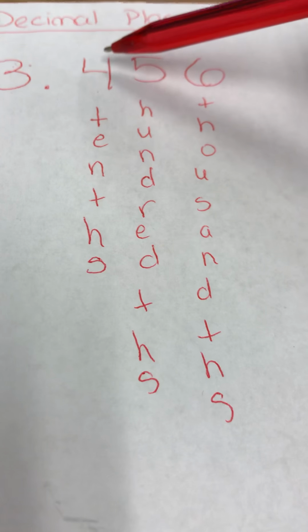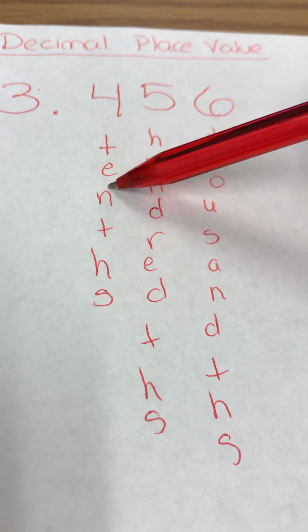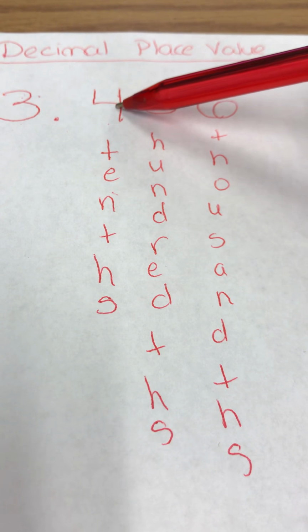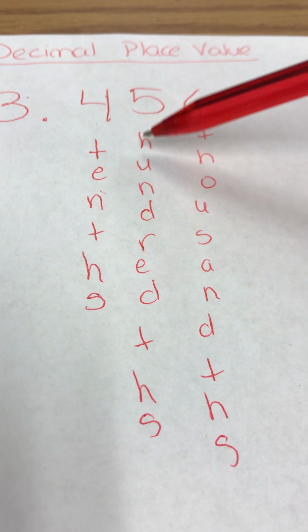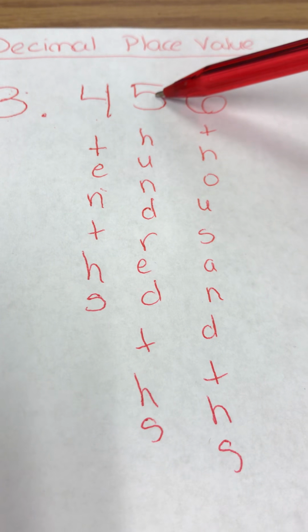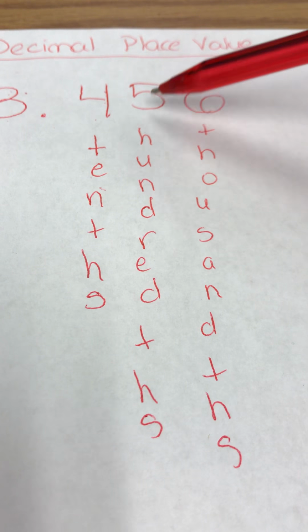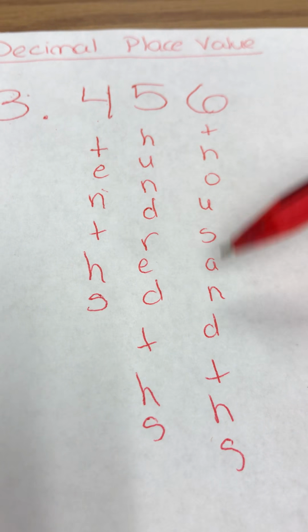So what we would say is we have a 4 in the tenths place, but its value, it is worth 4 tenths. My 5 is in the hundredths place, but its value is 5 hundredths. And my 6 is in the thousandths place, but its value is 6 thousandths.